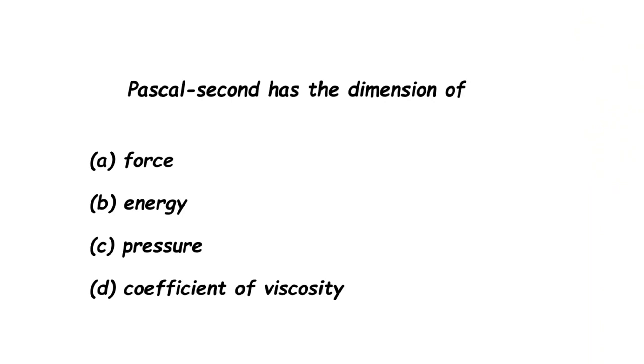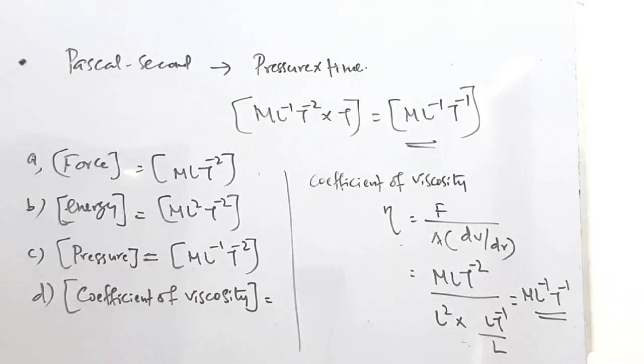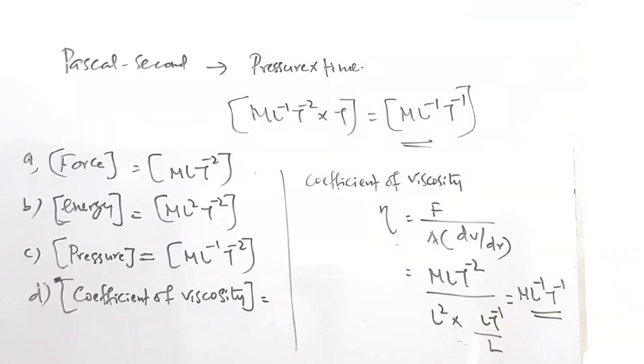Pascal second has the dimension of: option A, force; option B, energy; option C, pressure; and option D, coefficient of viscosity. So here we have to find out, from the given four physical quantities, which one has the same dimension as that of Pascal second. Pascal is the unit of pressure, second is the unit of time. So Pascal second is pressure into time. The dimension of pressure is M L raised to minus 1 T raised to minus 2, into time, which is equal to M L raised to minus 1 T raised to minus 1. So that is the dimension of Pascal second.